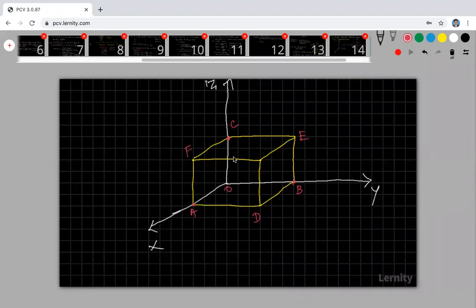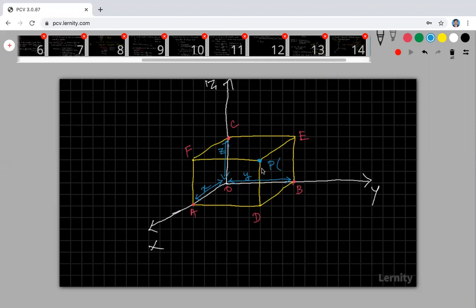And dear students, please note down this distance from O to A. This is my X distance. This, O to B, this distance is my Y. And this distance, O to C, origin to C, is my Z. X, Y, Z. Now tell me, what are the coordinates of this point P? Any one of you, please tell me the coordinates of this point P. This distance is X, this distance is Y, this distance is Z.